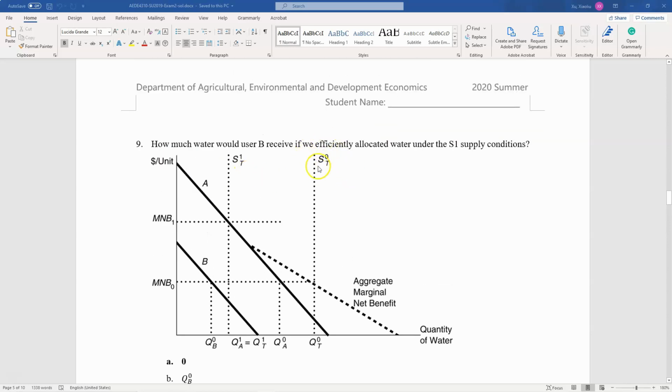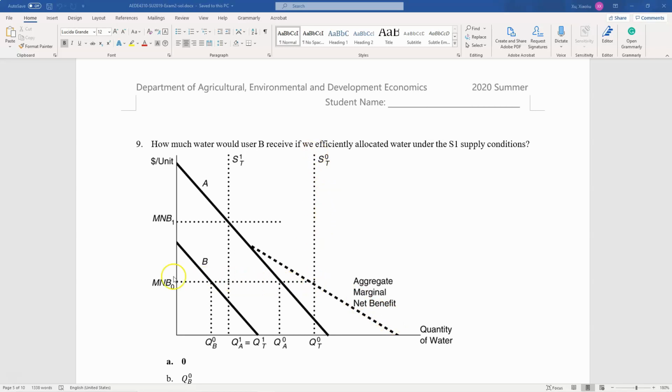However, if the water supply is equal to S0, then we find the social optimal level, which is the intersection of aggregate marginal net benefit and S1, which should be here.